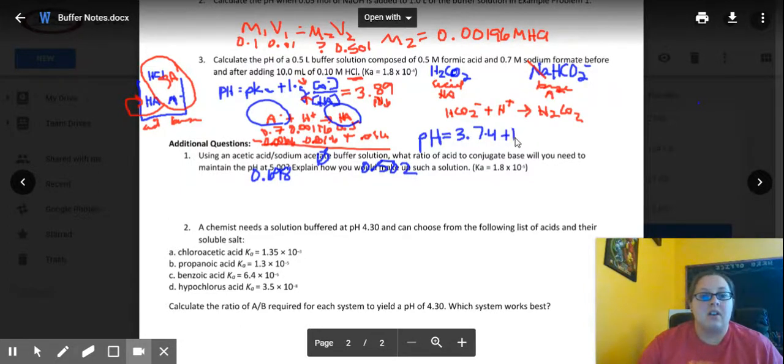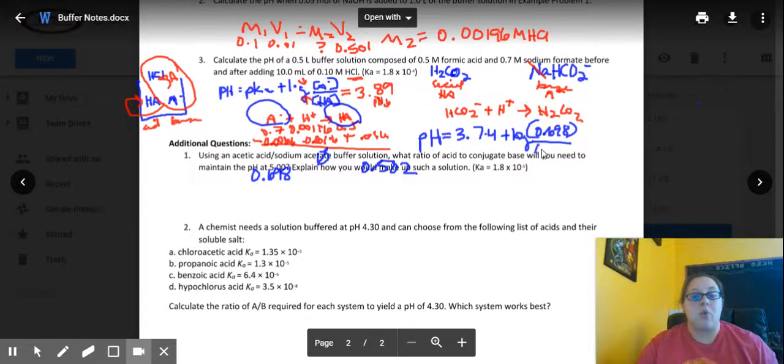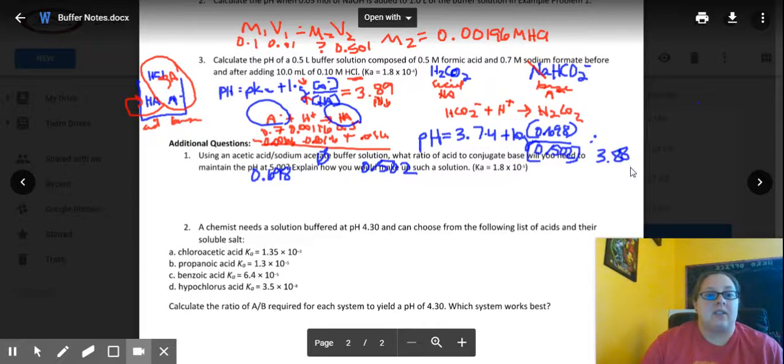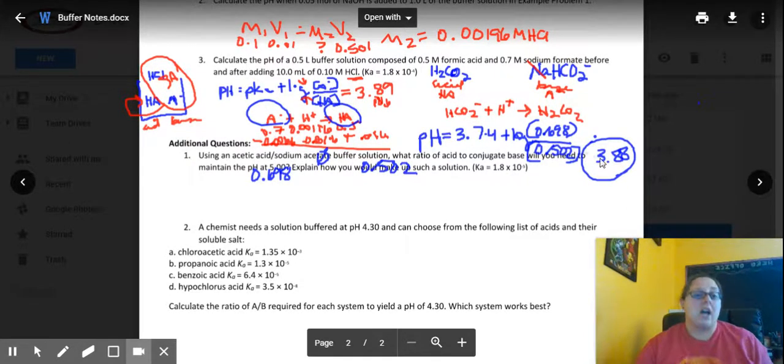And plus log. Our new concentration of A minus is 0.698. Our new concentration of HA is 0.502. And when we do our calculation, the pH we should get is 3.88. So did our buffer do the job? Yeah. We didn't change our pH very much, right? It was 3.89. Now it's 3.88.